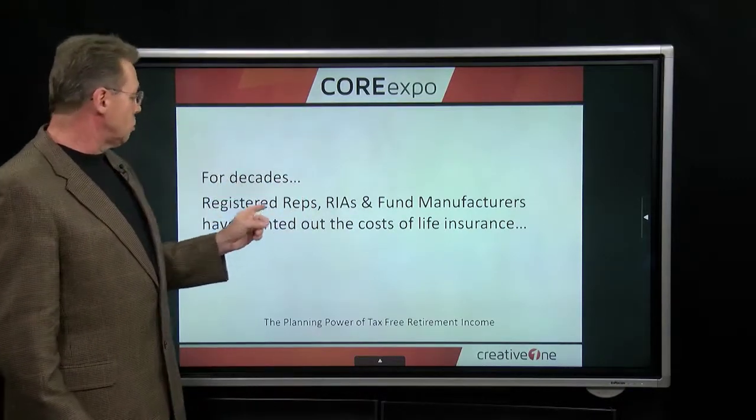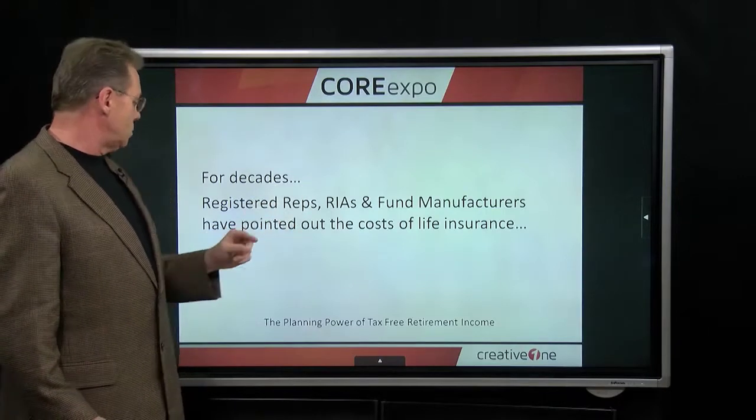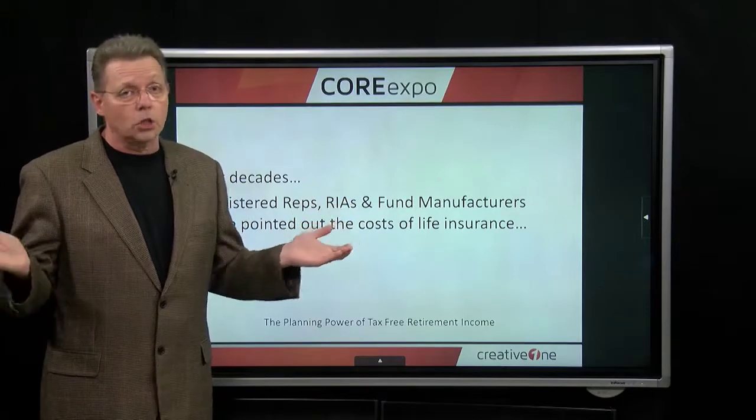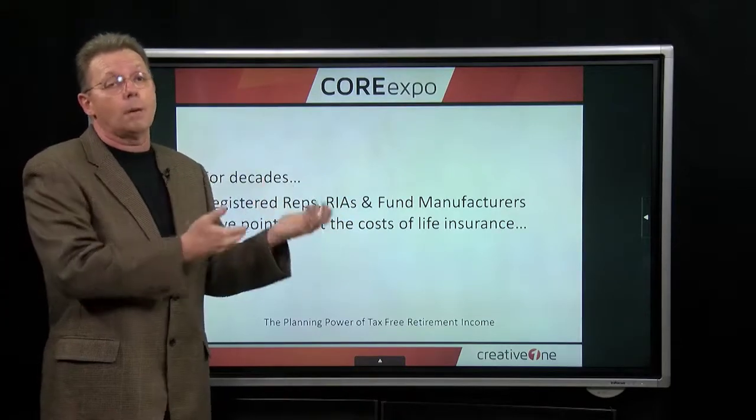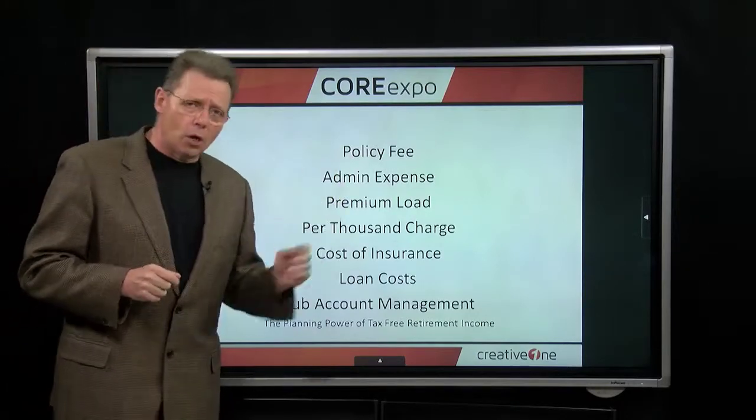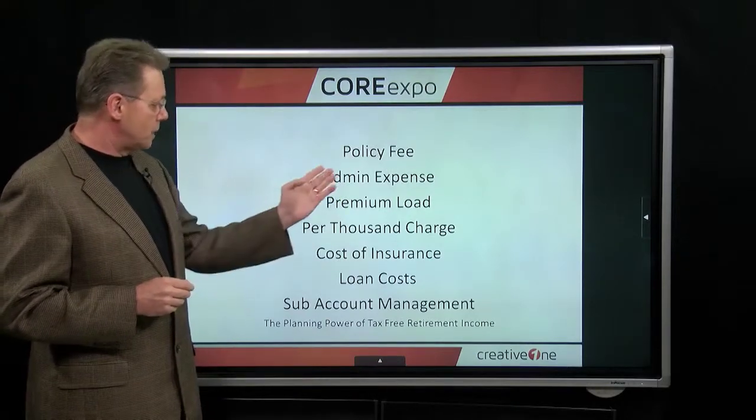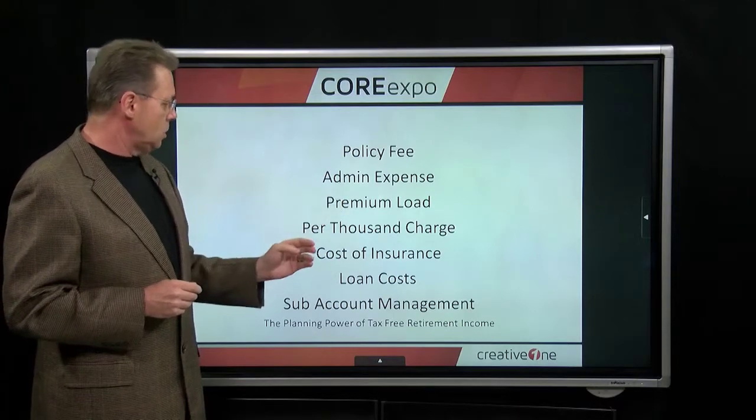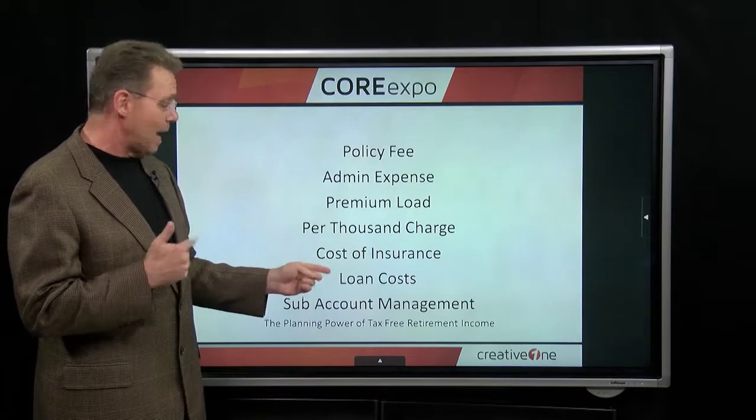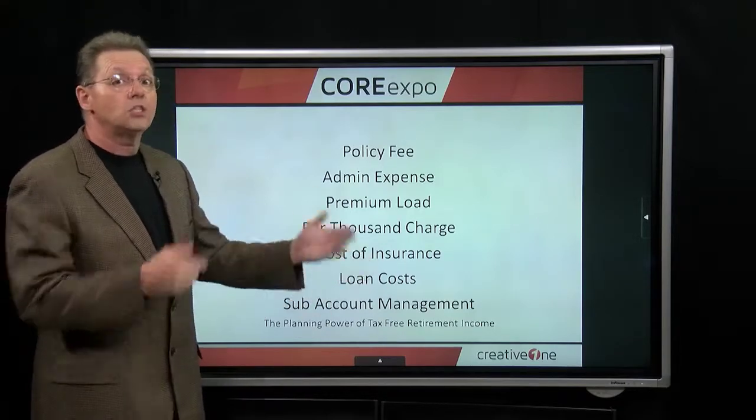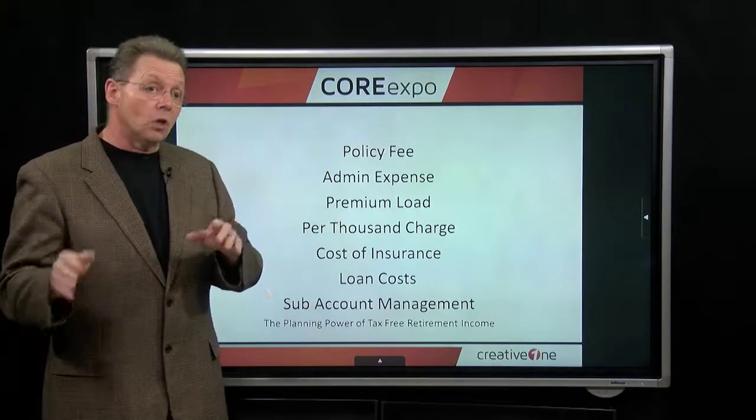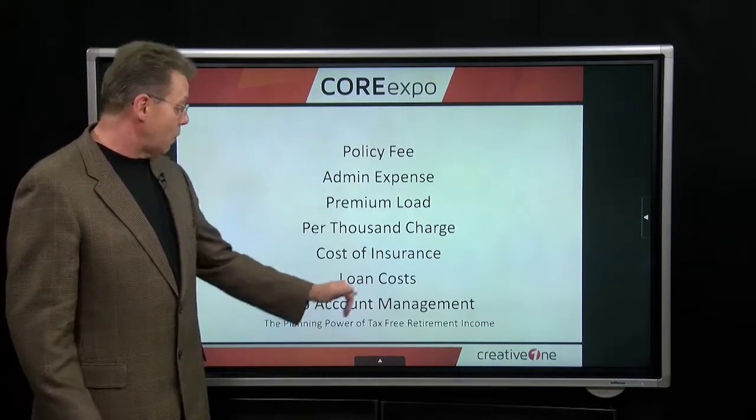For decades, registered reps, RIAs, and fund managers have pointed out the cost of life insurance. And again, we've fully disclosed it. We have no choice. We've been putting it on all our proposals and illustrations for years. And then I wanted to look at ours. We have policy fee, we have administration cost, we have premium loads, we have per thousand charges, we have cost of insurance, which is generally the highest cost, and then I have loan costs when I take distributions at retirement. And if I'm in variable universal life, I am going to have sub-account management costs.